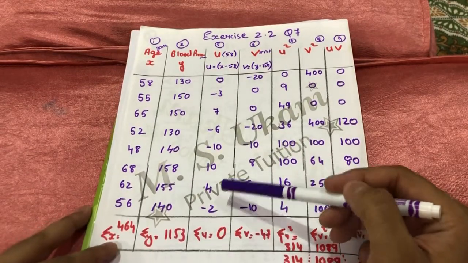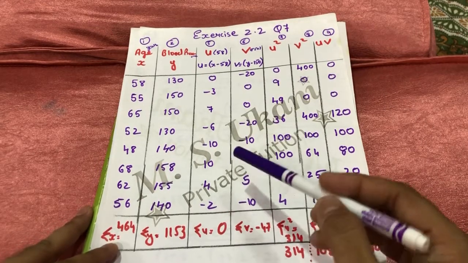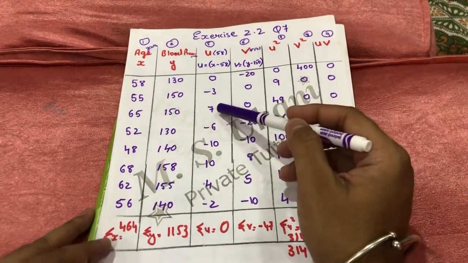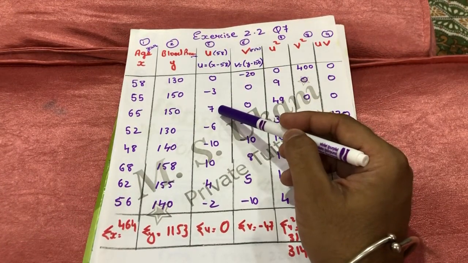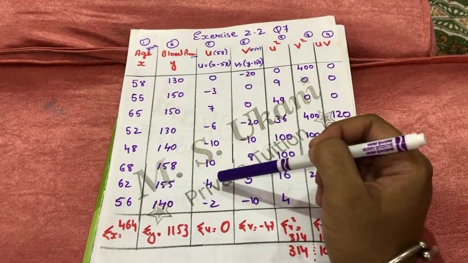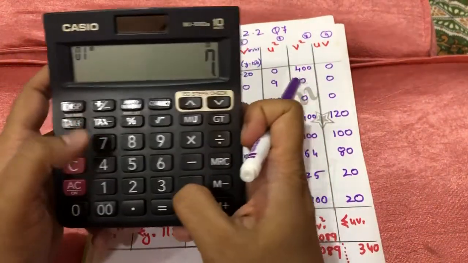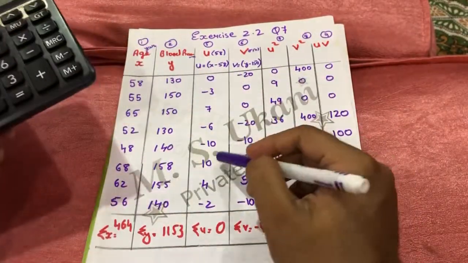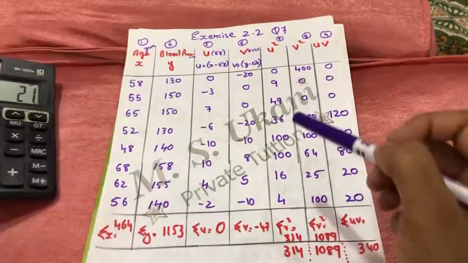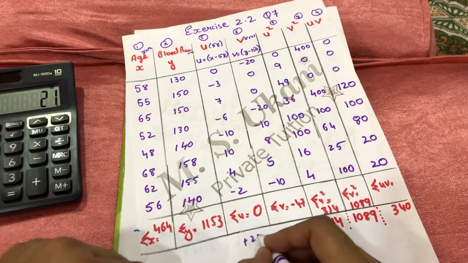Now we have to add this column. So how will we add? First of all you have to add the positive numbers. Here our positive numbers are 7, 10 and 4. So I am adding 7, 10 and 4, and our answer is 21. So here we are writing plus 21.